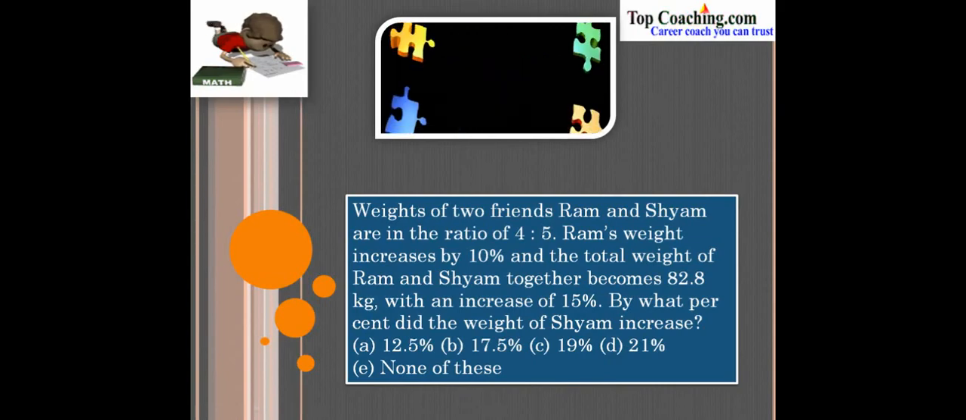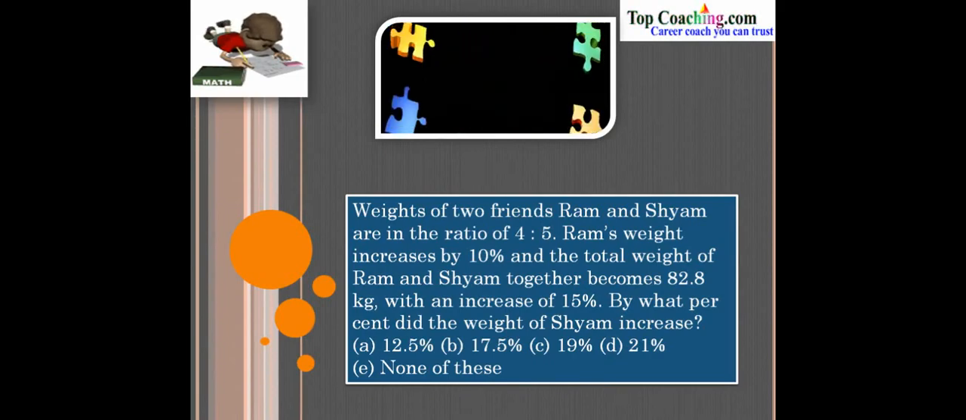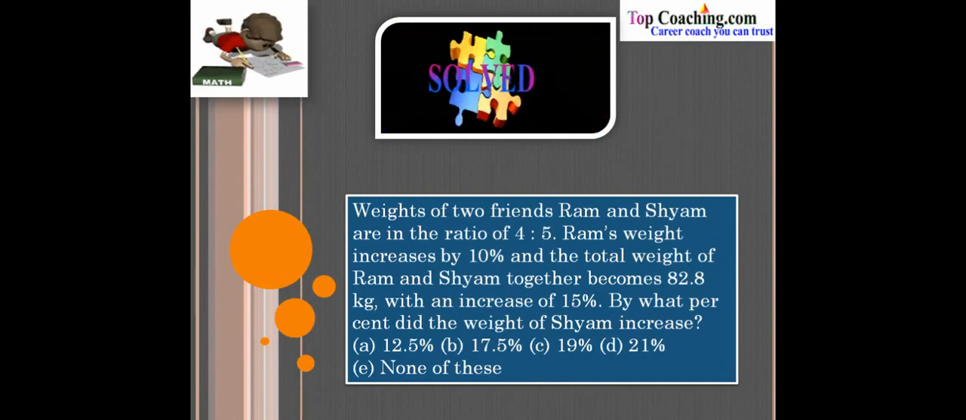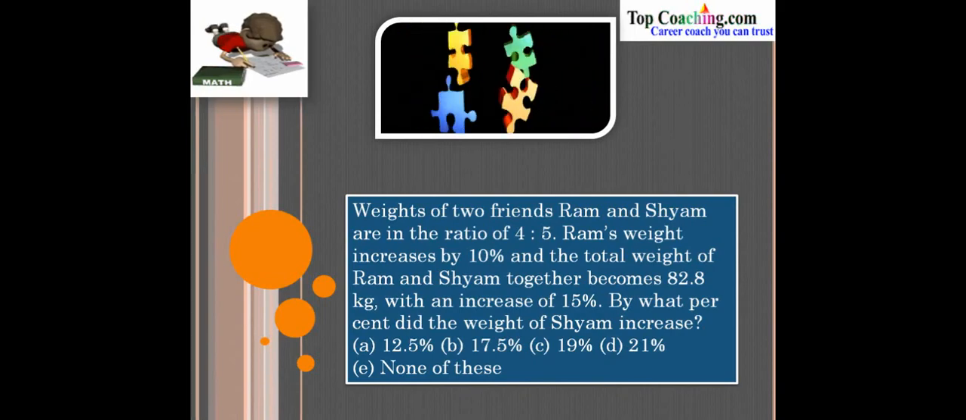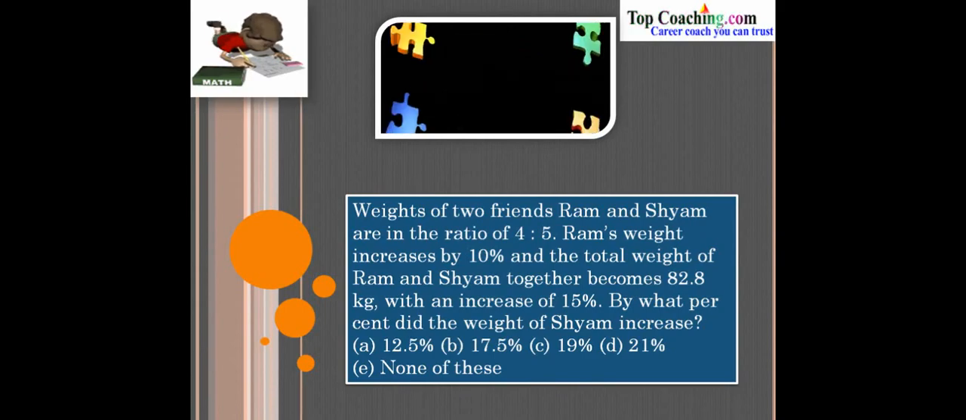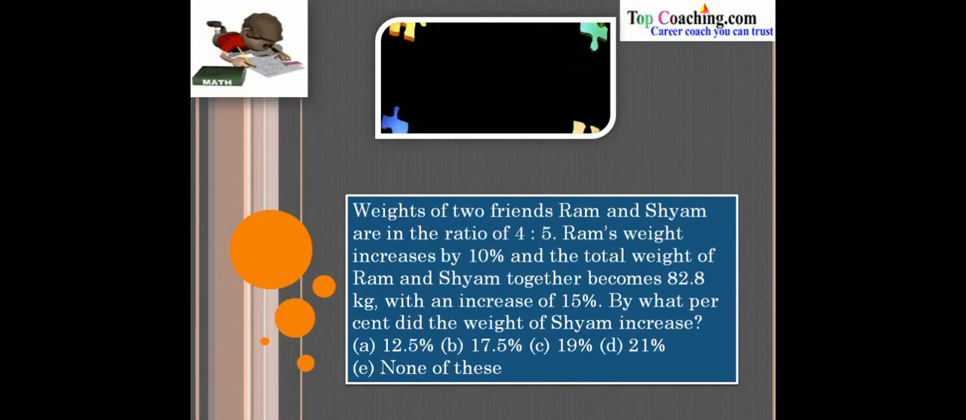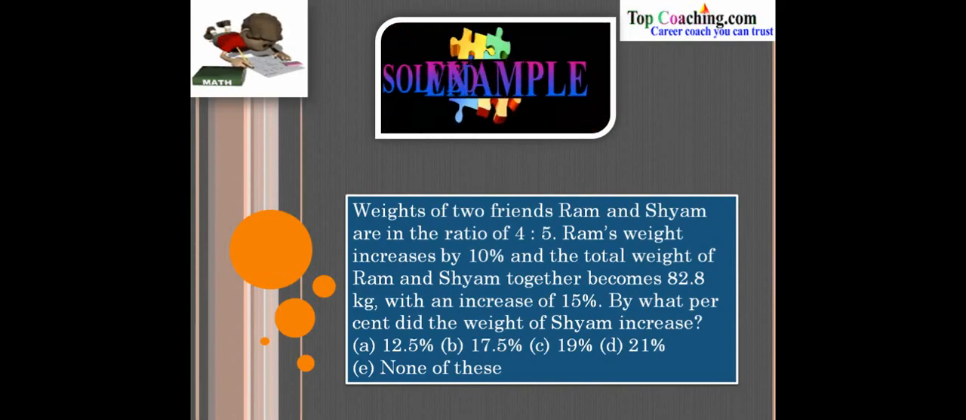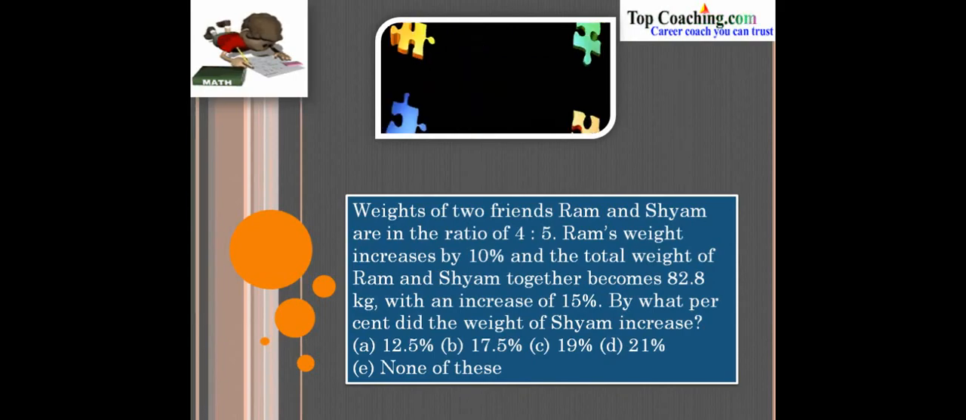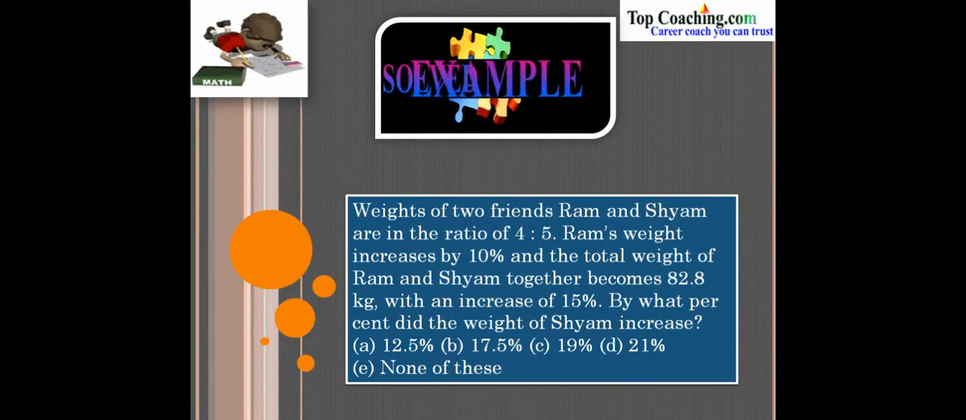So in this problem we have been given two friends Ram and Shyam and their weights are in the ratio of 4:5. Now Ram's weight increases by 10% and the total weight of Ram and Shyam together becomes 82.8 kg with an increase of 15%. Actually, Ram's weight has increased by 10% and we do not know by how much Shyam's weight has increased. But we know that they together now weigh 82.8 kgs and this 82.8 kg is actually an increase of 15% on the original combined weights of Ram and Shyam. We have to find out the percentage increase in the weight of Shyam.